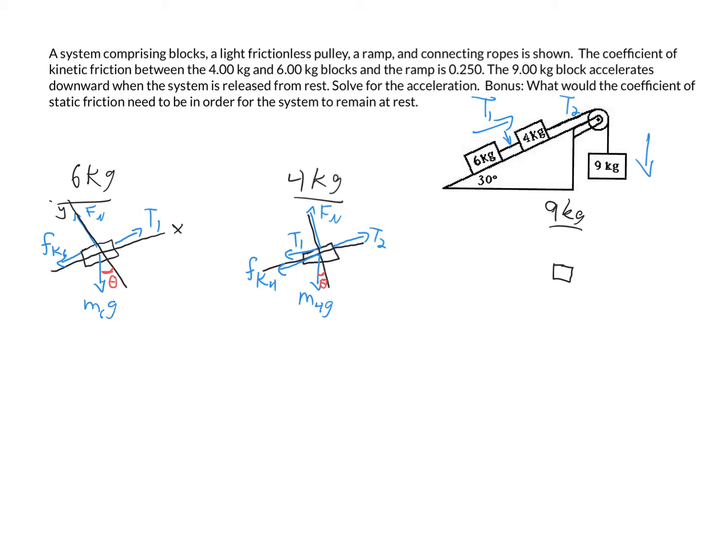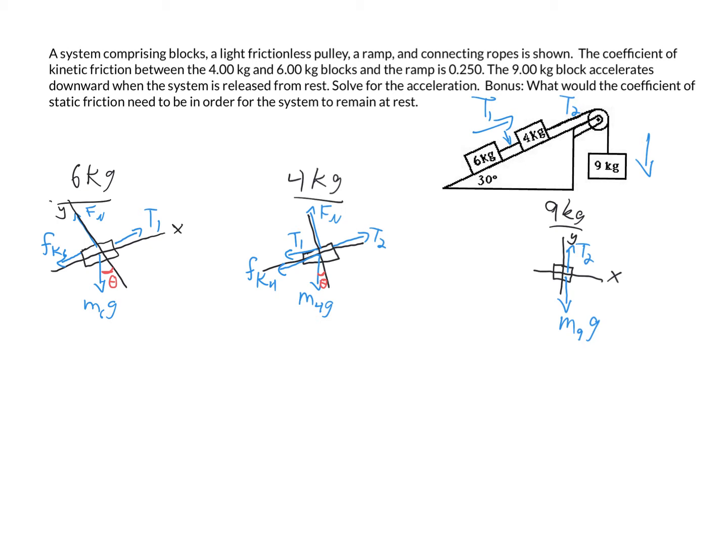And then when we come over to the 9 kilogram block, now we can actually keep our axes just straight up and down, horizontal and vertical. And for it, the free body diagram is much simpler. It's got the weight going straight down, and we have the T2 pulling up. If you're curious about my sloppy little subscripts, I'm just putting a 4, 6, or 9 as the subscript on the mass to help me distinguish which block I'm talking about.